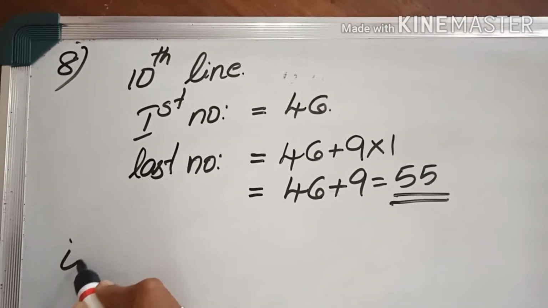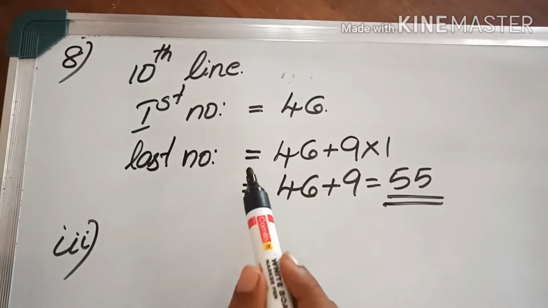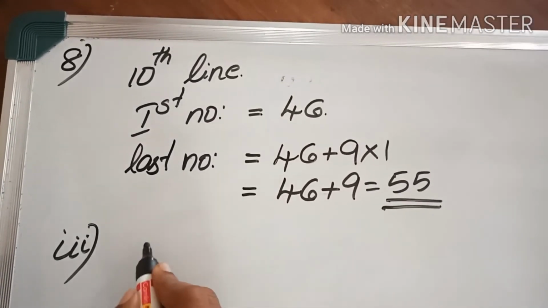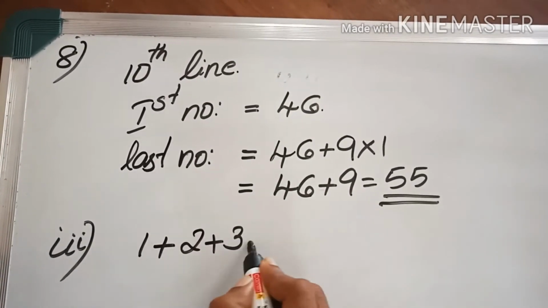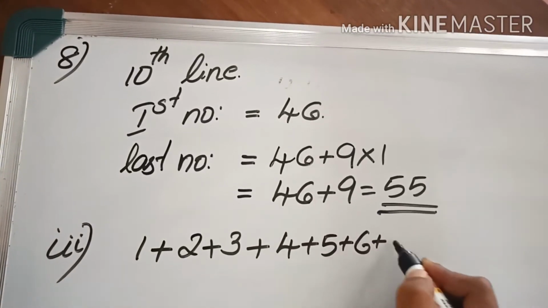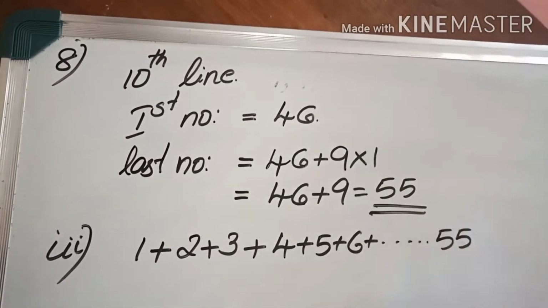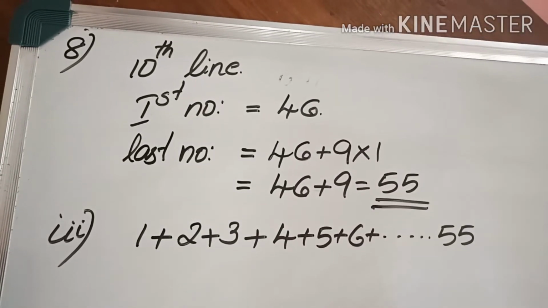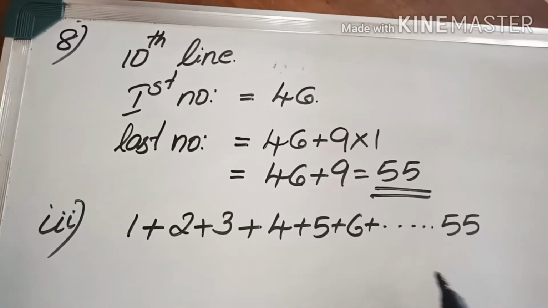Now the third sub question is to find the sum of all the numbers up to the 10th line. That means starting from the first line, 1, plus the second line 2 plus 3, then the third line 4 plus 5 plus 6, up to the 10th line's last number. The 10th line's last number is 55. The sum of all the numbers in that number pattern up to the 10th line, that is the third sub question.